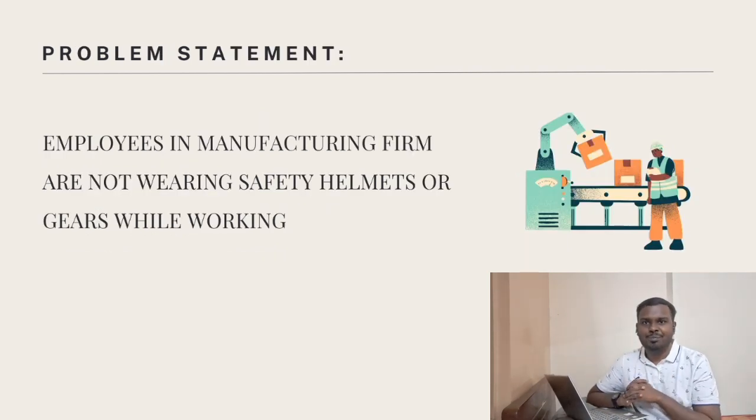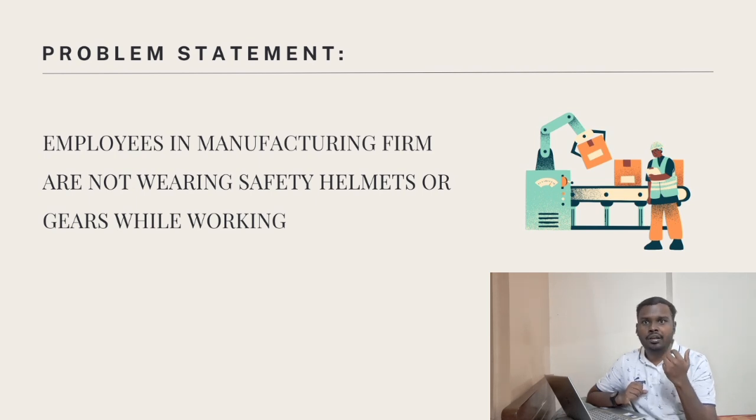So let's start with a problem statement. This problem statement example is about how to use design thinking to solve a problem. The problem statement is: employees in a manufacturing firm are not wearing safety helmets or gear while working. This is a very big concern for a manufacturing firm, because this might lead to accidents.